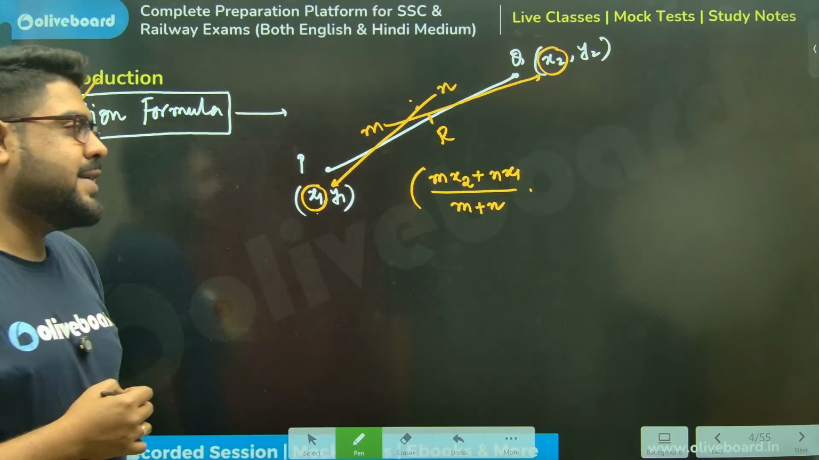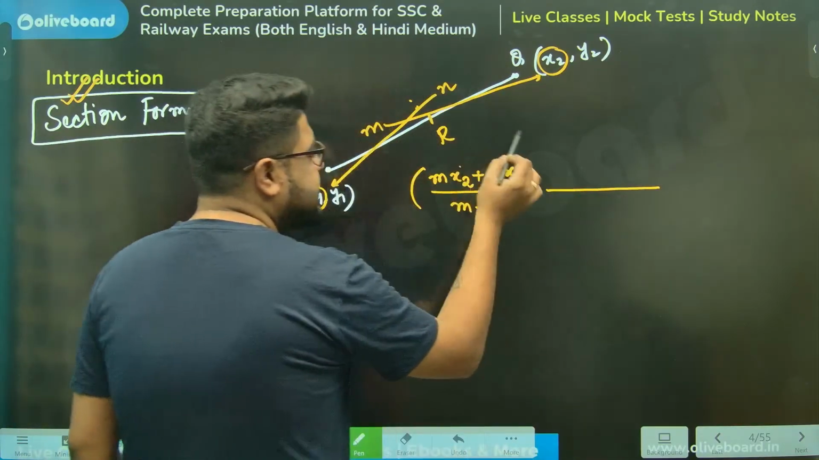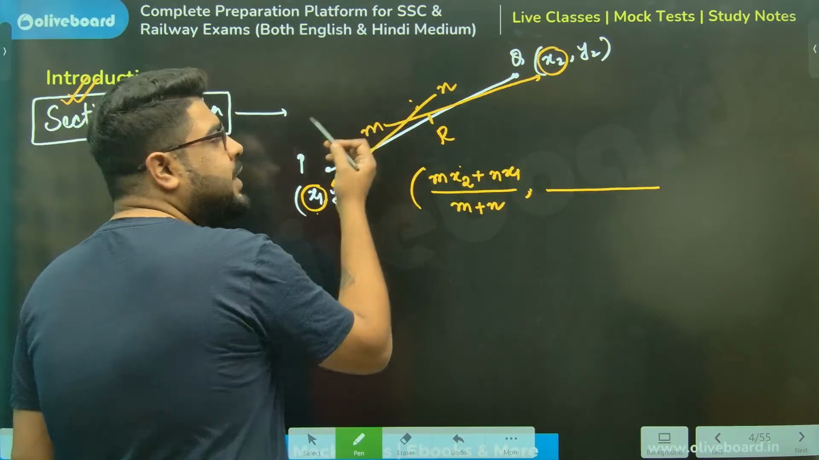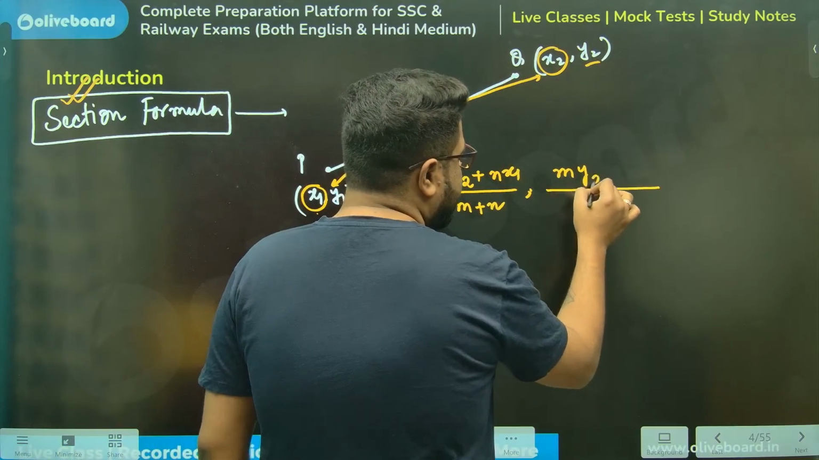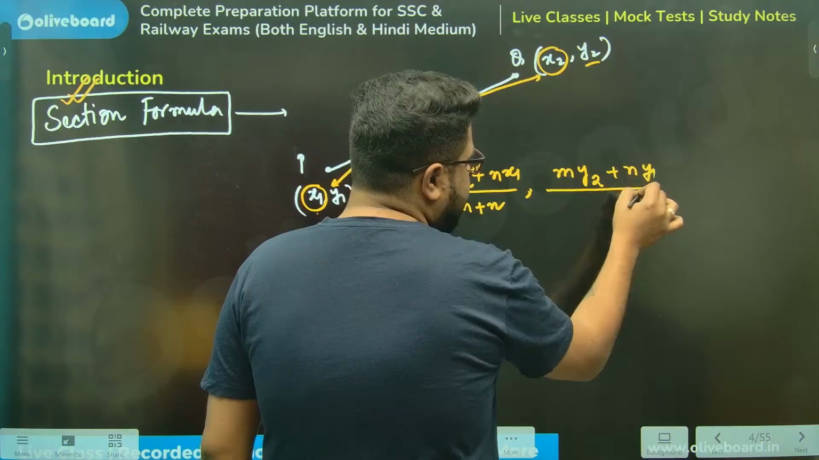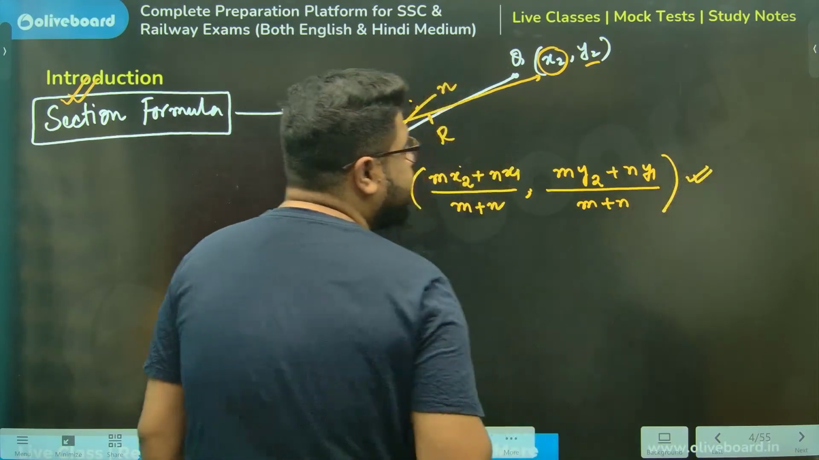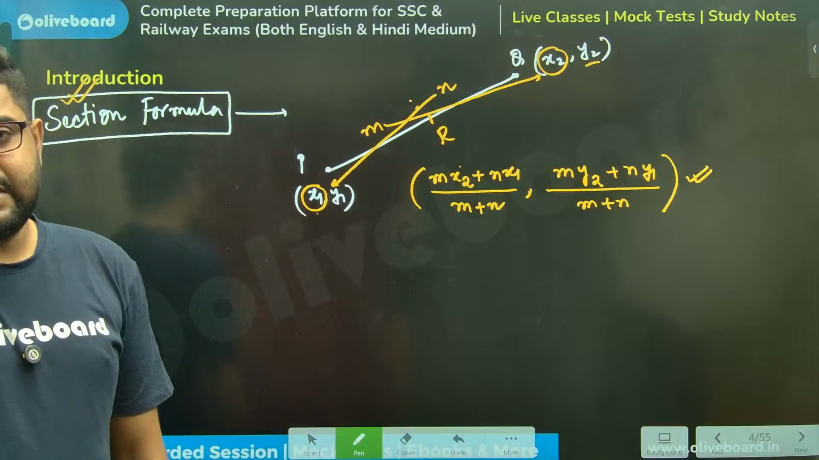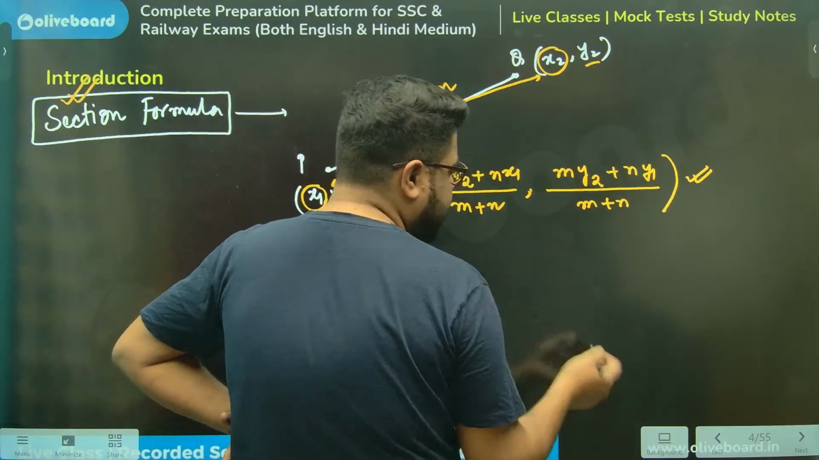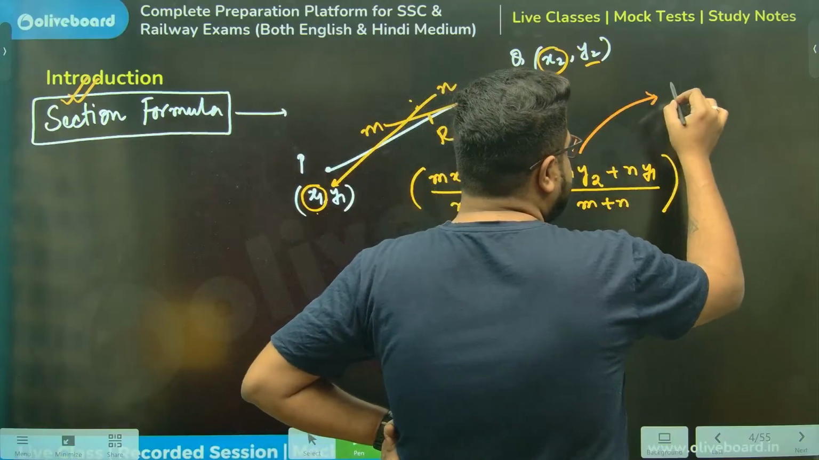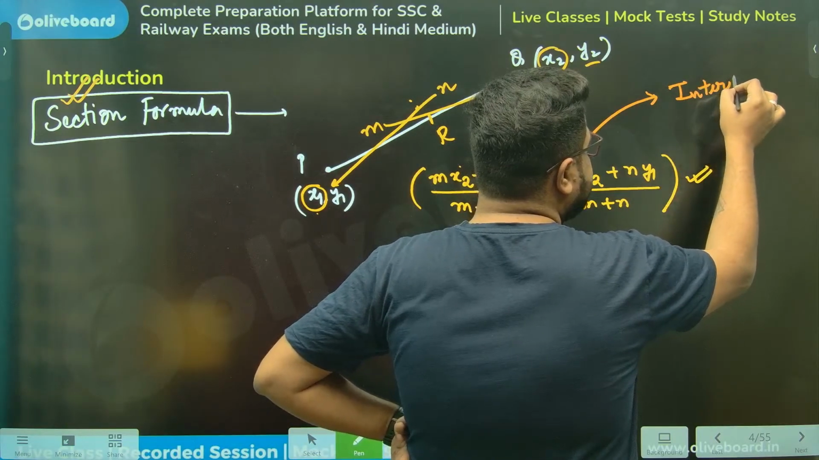And for y, the same thing, only instead of x, you put y. m into the further, meaning y2, plus n y1, over m plus n. This is your section formula for internal sections, which is the one you will mainly require. You don't actually require the external section.